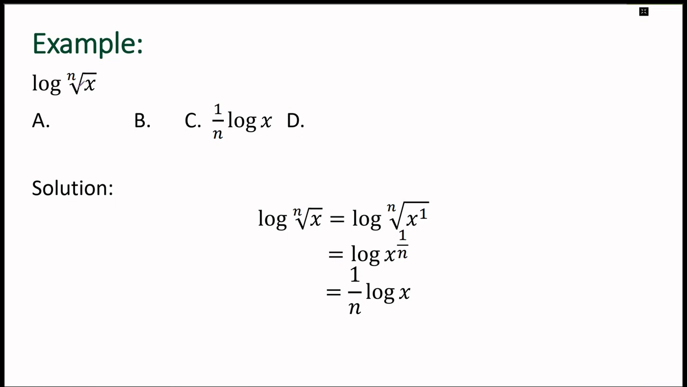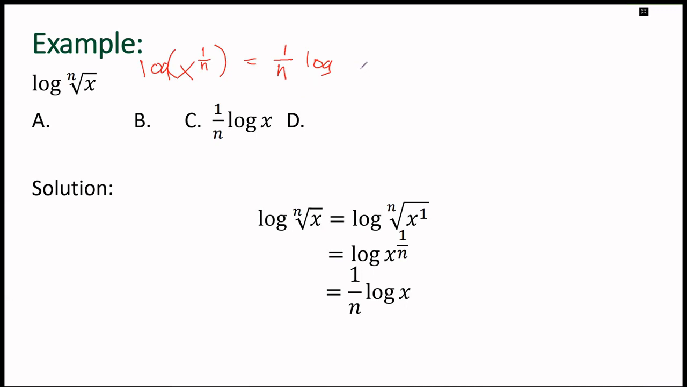The logarithm of the nth root of x. What we will do is convert this nth root of x to x to the power of 1 over n. So we convert this to log, so we have the log of this. The power becomes the coefficient, 1 over n times the logarithm of x. So which is the answer here.